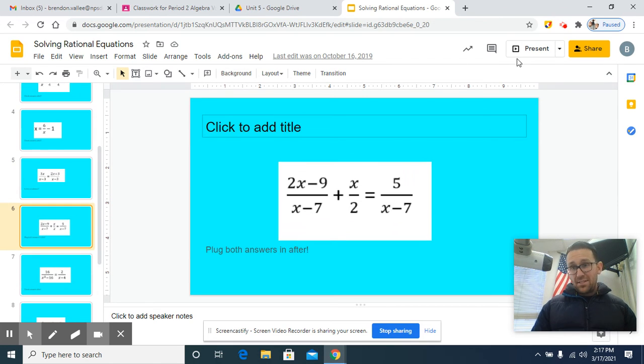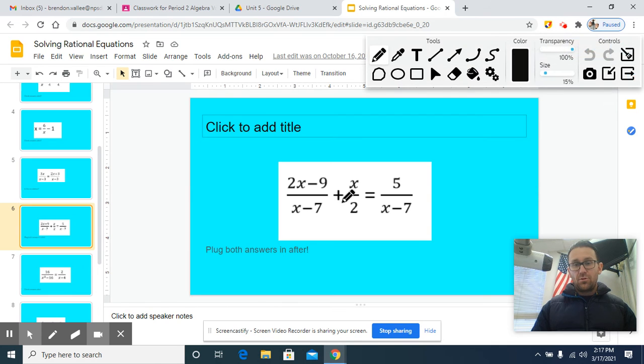Now, if they're not the same, again, you got to make them the same. So what's the common denominator here? The common denominator is 2x minus 7. So you're going to multiply this by 2x minus 7. The x minus 7s are going to cancel. So really all you're doing is multiplying the denominator by 2.